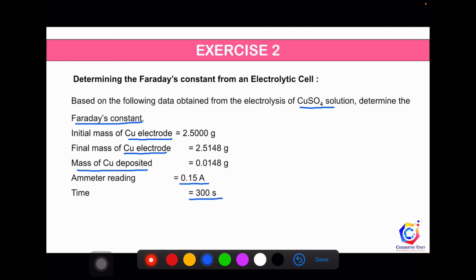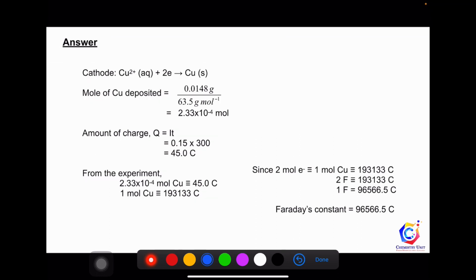in seconds. In order to calculate the Faraday's constant, first we must know the number of mole of copper deposited as well as the charge flowing through the system. So begin by writing the half equation of reaction occurring at cathode. From here, the next would be to calculate the number of mole of copper deposited. You can do this by dividing mass over molar mass. Next, calculate the charge flowing through the system by using the formula Q equals IT. Make sure to use time in seconds.